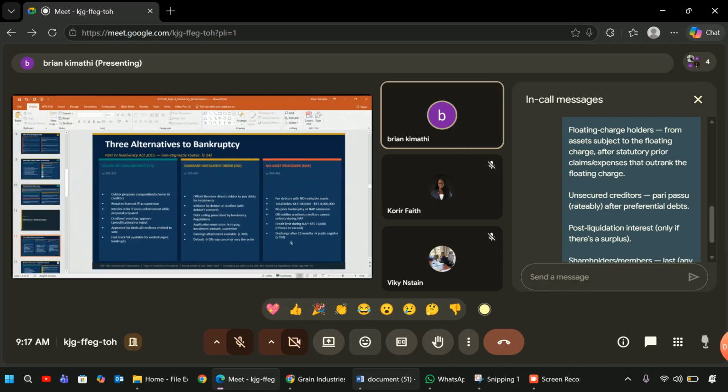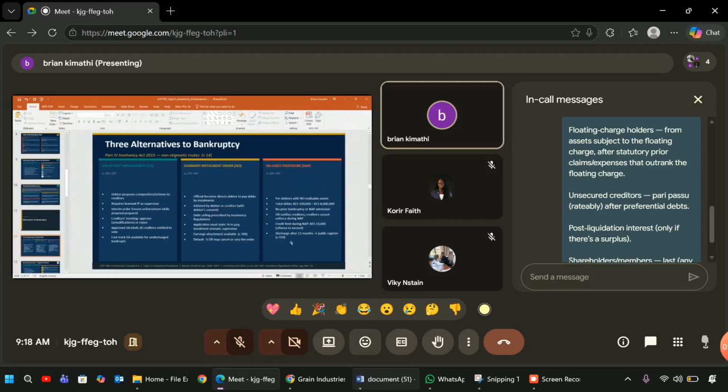No asset procedure, the NAP, section 343 to 361, for debtors with no realizable assets. The total debts is 100,000 to 4 million. They have to be within that range, of course. Then you come and say, I have nothing to pay you, so I want to declare this NAP. You also have to have no prior bankruptcy or NAP admission. The official receiver notifies creditors. Creditors cannot enforce during the no asset procedure.